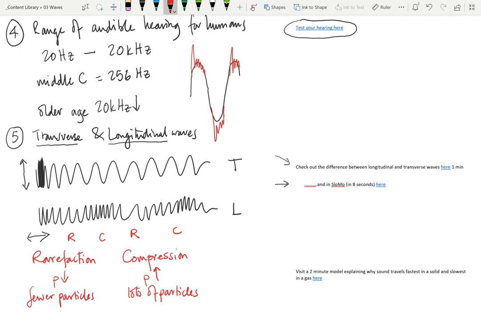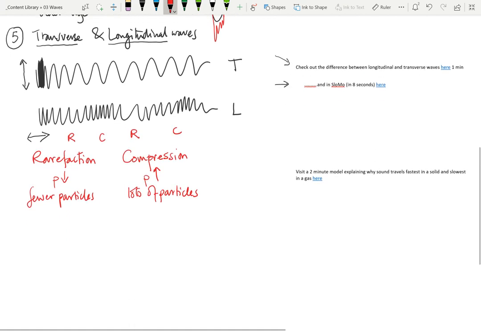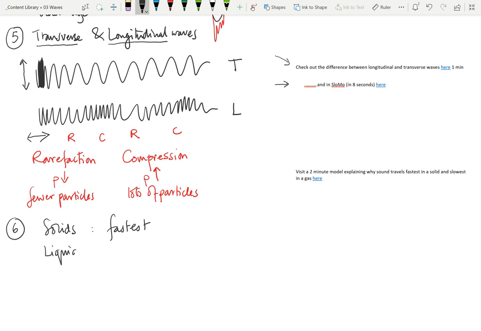And then finally, number 6. Number 6 is looking at solids versus liquids versus gases. The speed of sound is fastest in solids. The speed of sound is slowest in gases. And liquids, well, liquids are a bit slower than solids. And again, take time out to watch this short 2-minute video. It's an animation, it's rather charming, which suggests why this might be.